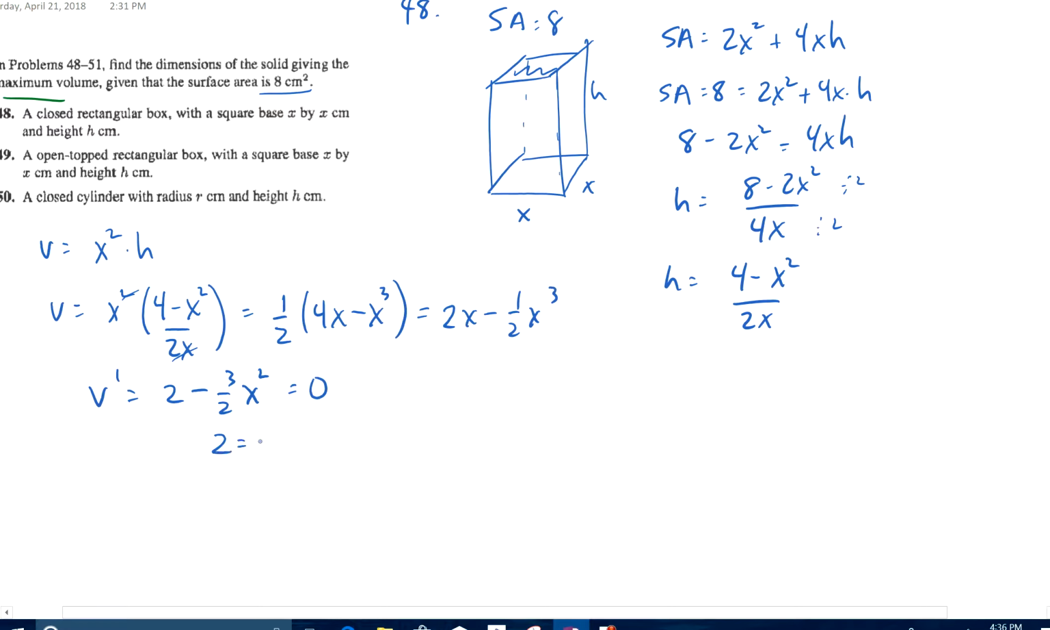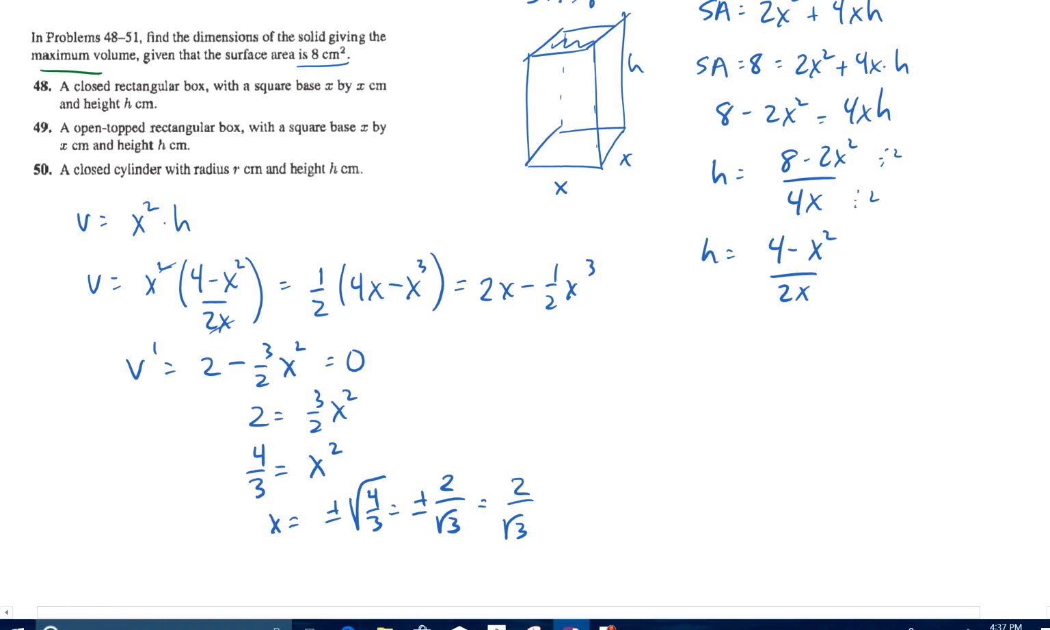So 2 equals 3/2 x squared, which means 4/3 equals x squared. So x is plus or minus the square root of 4/3, which is plus or minus 2 over the square root of 3. I'm not worrying about the negative result because x is a distance, so it's just 2 over the square root of 3. That's an interesting number for this, but we'll go with it.